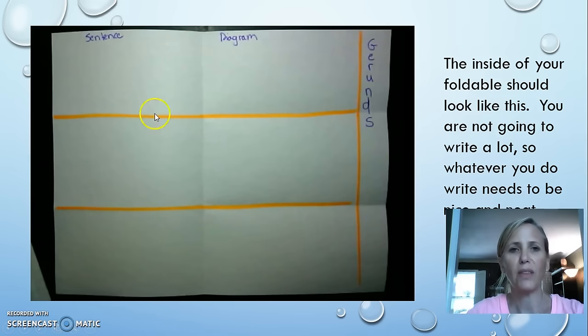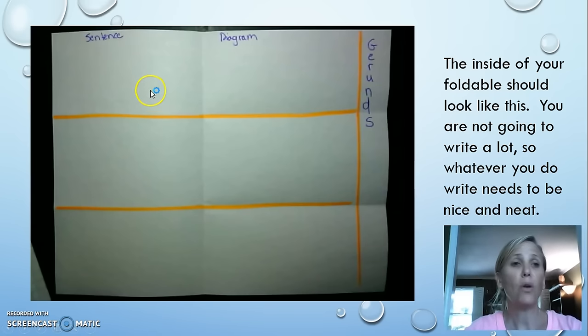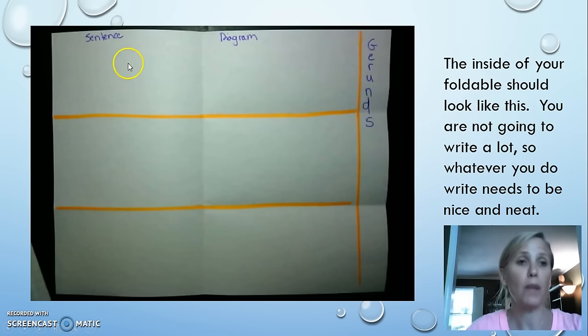The inside should look like this. This is where you're going to write your sentence, just written out, and this is where you're going to diagram it. So as you can see, you're not going to do a whole lot of writing here. You're only going to be writing one sentence and one diagram. So whatever you do should be nice and neat, right? Yes, nice and neat is good today.